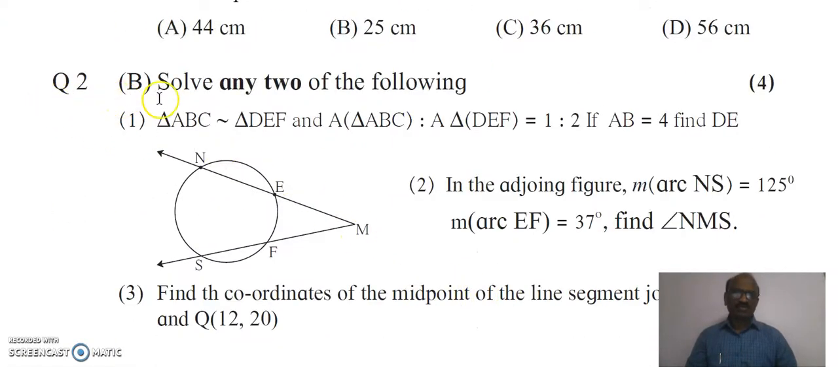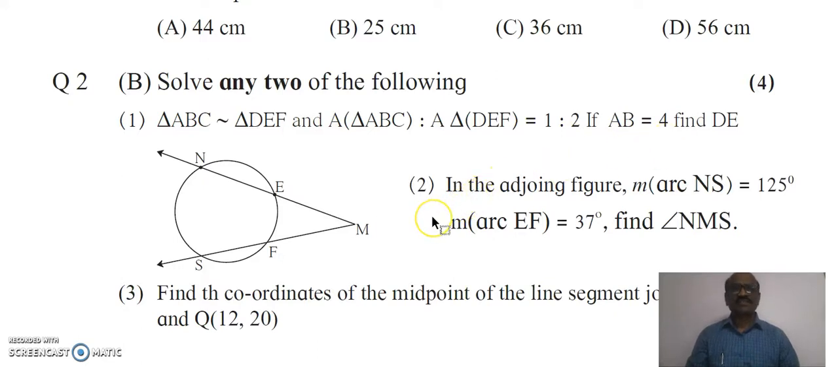Question number 2b. Solve any two of the following. Triangle ABC is similar to triangle DEF, and the area of triangle ABC to the area of triangle DEF is 1 is to 2. If AB is equal to 4, find DE.